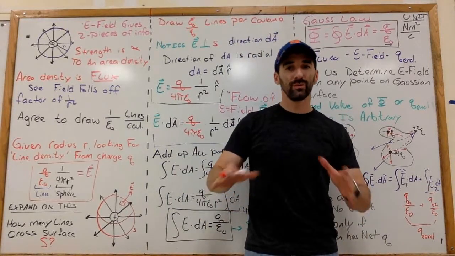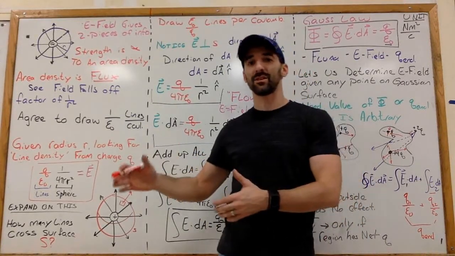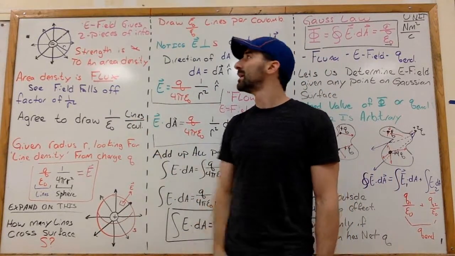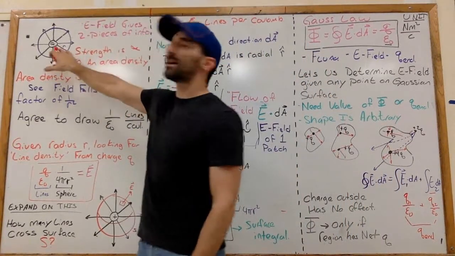Now I say continue because last time we didn't really get to Gauss's law. We just set up a whole bunch of information so we can start to utilize it. So let's start here. What do I have drawn here?